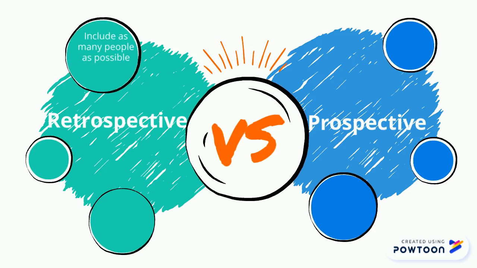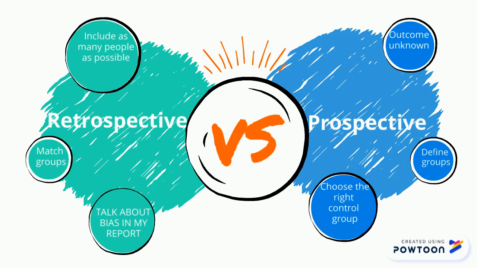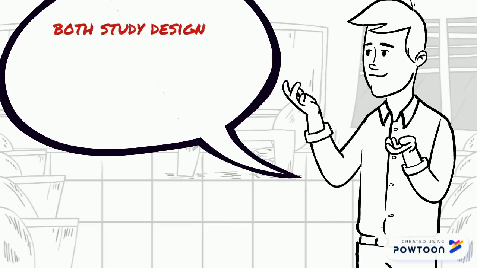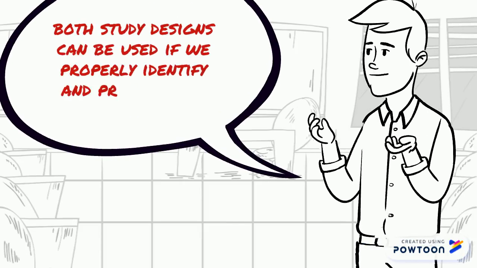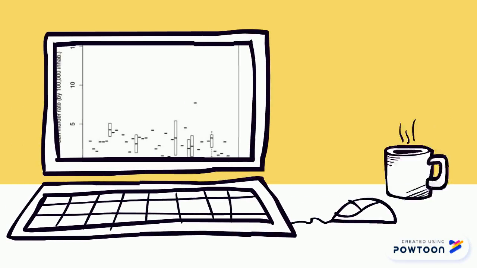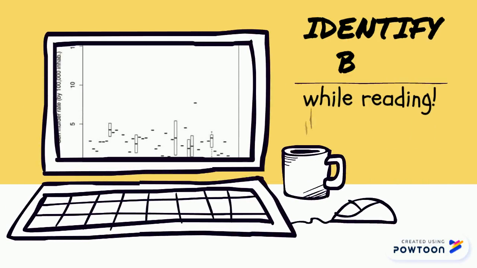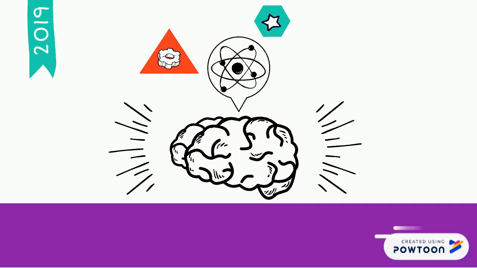I know now that I have to include as many people as possible to talk about bias in my report. Also, I need to define my groups and to choose the right control group. If we identify and prevent selection bias, we can use both study designs. But for the readers, you should also be able to identify bias while you're reading an article. And how should we do this?